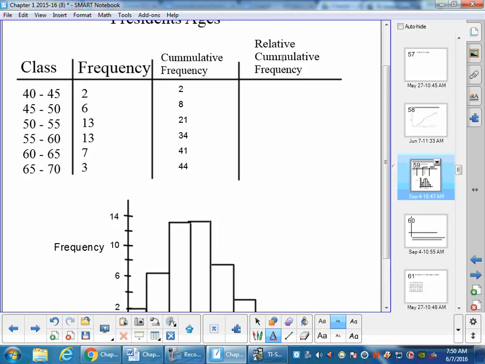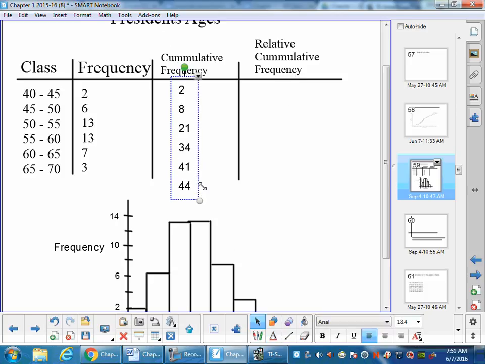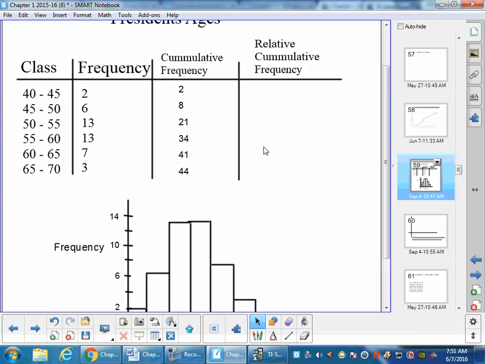But in my ogive, what I want to graph is my relative cumulative frequency. So what that means is we're going to take each of these numbers and divide it by our total, which is 44. So 2 divided by 44 gives us about 4%. So 0.045. The next one, we take 8 divided by 44 to get 0.1818, repeating. 21 divided by 44 gets us 0.477.